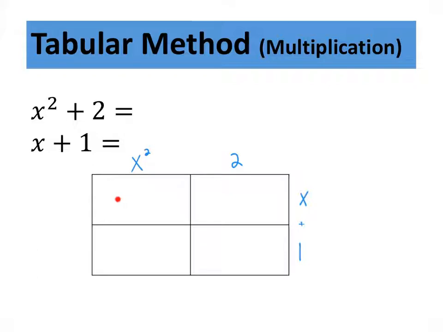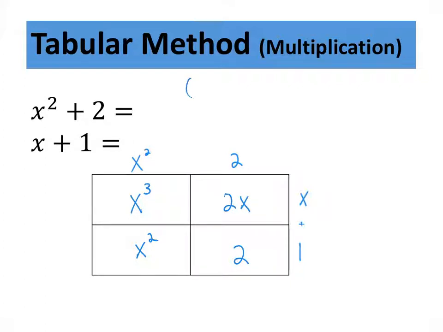So x by x squared ends up being x to the power of 3, because we're finding the area. 2 and x would be 2 times x. X squared times 1 is just 1x squared. And 2 times 1 is just 2. So if we're thinking about this, how do I find the area of all of the insides? Well, I add up all the insides.